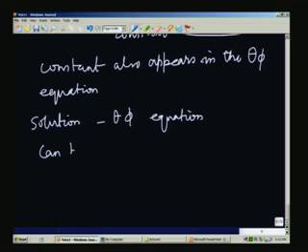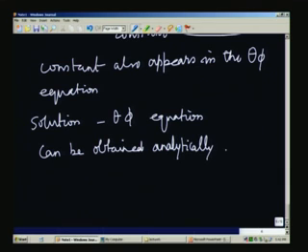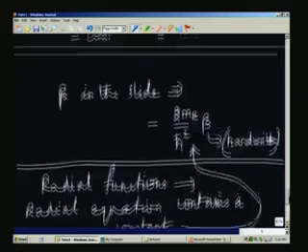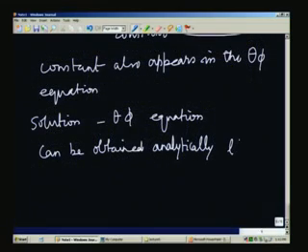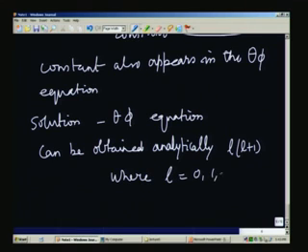You remind yourself of this, it can be obtained analytically here, this equation, this is the theta part and the phi part, together the sum of this is equal to 0. This can be obtained analytically if this beta has the special form, namely a number integer L into L plus 1, where L can have values 0, 1, 2, 3, etc. Integers only.